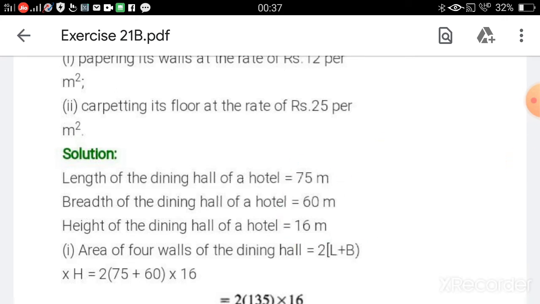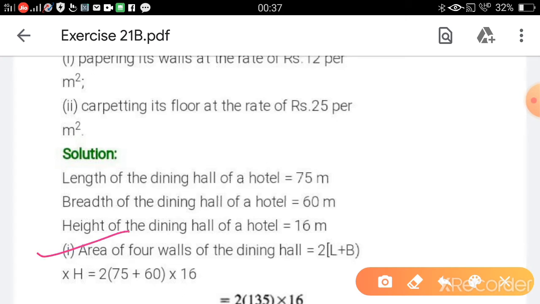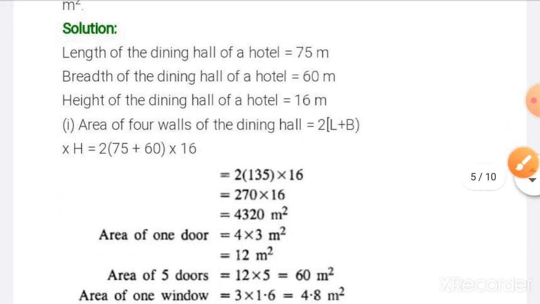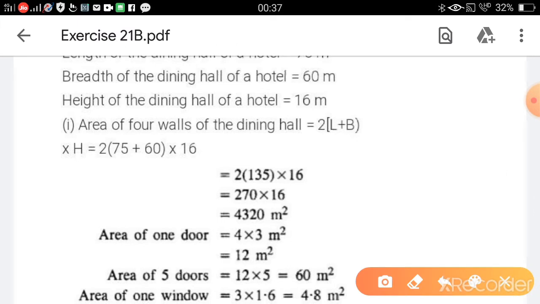Now find out the area of the four walls of the dining hall, which will be 2 into (L plus B) into H. Then put the values: L is how much? 75. B is how much? 60. So 75 plus 60, multiplied by 16, times 2. This addition will be 135. So 2 into 135 into 16.